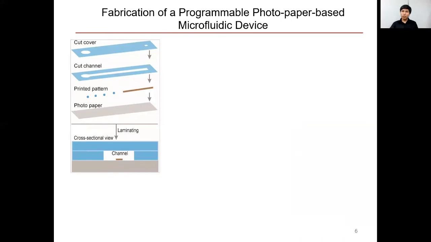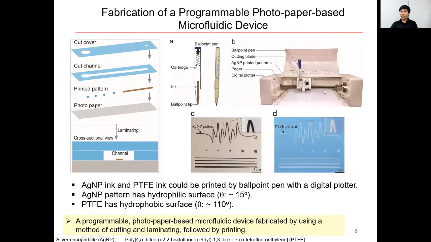To fabricate those devices, we mainly follow two protocols. One is to cut the channel. Of course, we can cut the channel using a cutter, which is very small, portable, and low cost. Then we laminate those cut channels on the surface of our paper. Because paper is a printable surface, we can modify its surface using other functional materials, for example, hydrophilic material or hydrophobic material. In this case, we print silver nanoparticle ink, which is a hydrophilic material, using a ballpoint pen.